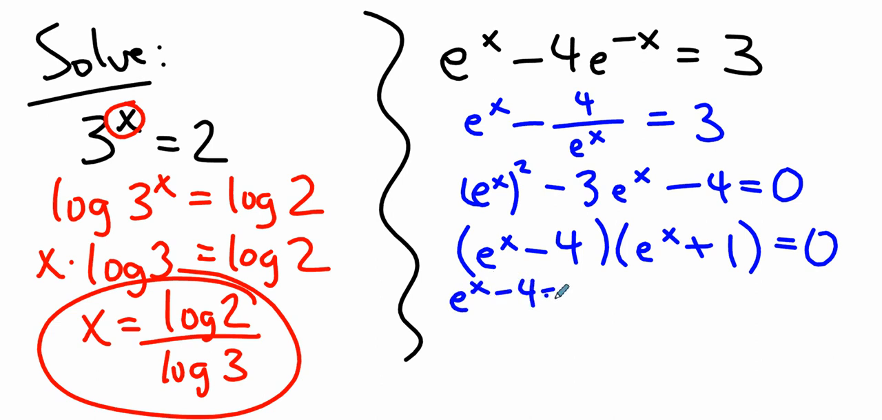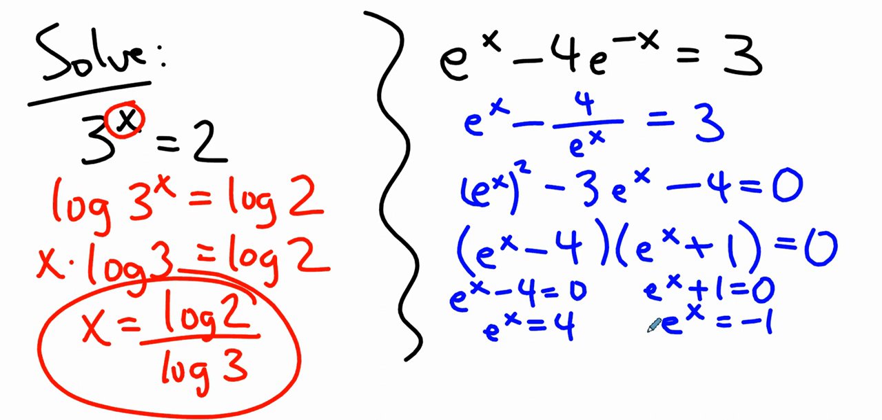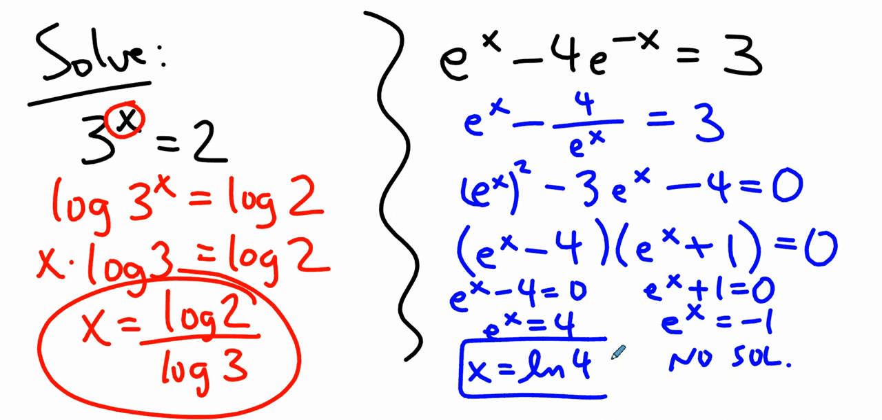So we solve this, or we solve this. We know that the graph of e to the x stays on the positive side of the x-axis at all times. This has no solution. But e to the x equals 4, oh, that's got solution. And that's the natural log of 4. Okay.